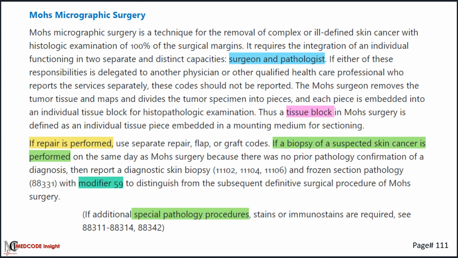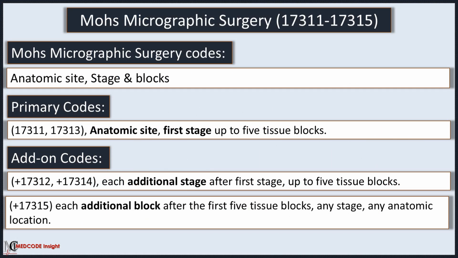When practicing for Mohs surgery codes, it is important to highlight key points that will assist you. For instance, Mohs surgery codes should be reported when the physician acts as both pathologist and surgeon. Additionally, how to code a repair and a biopsy when done on the same day as Mohs surgery, and when we have to use modifier 59. Mohs surgery codes are based on anatomic site, stage, and number of blocks. The primary codes correspond to anatomic site and the first stage, allowing up to 5 tissue blocks. Add-on codes are for additional stages or blocks.